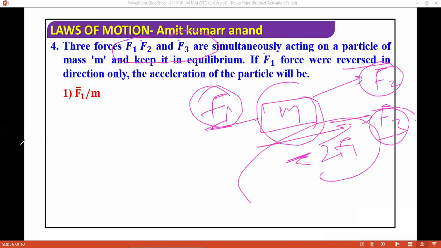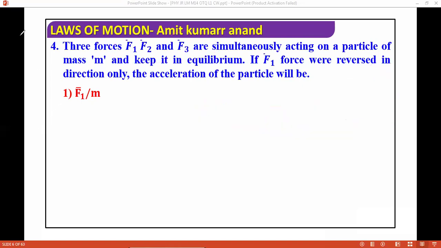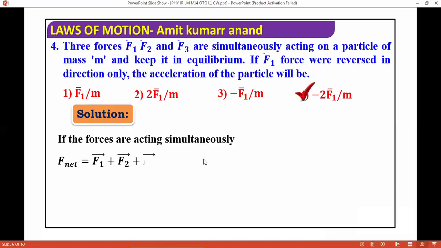Yes or no? So if we reverse the direction, twice the force will come into the picture because it's in equilibrium condition. The question asks you for acceleration. So once you get the force, you will divide by mass and you will get the acceleration. The answer will come out as minus 2 F1 by m. You can see the calculation parts if you want.